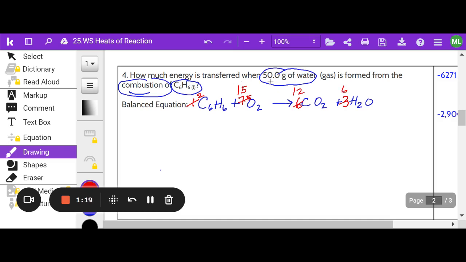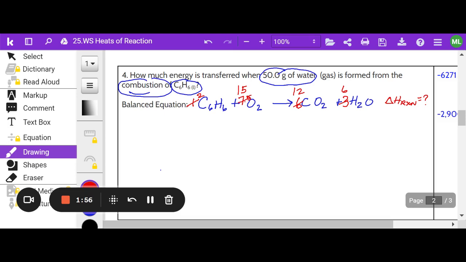So when they say how much energy is transferred when 50 grams of water, so you have 50 grams of water, which is right here. But you need to know the delta H for this whole reaction before you do that. Okay. So to get that, you have to find the heats of formation for each one. So I'm going to go ahead and look at the thermodynamic data. This is also in your calendar. Just click right here where it says thermochemical equations.